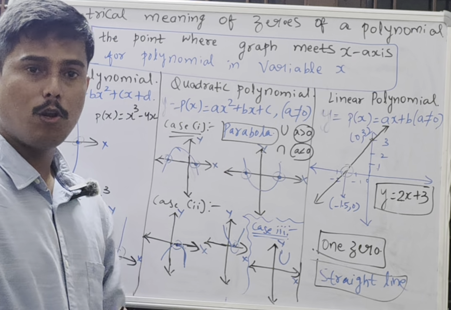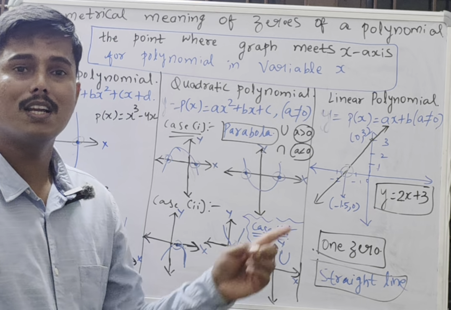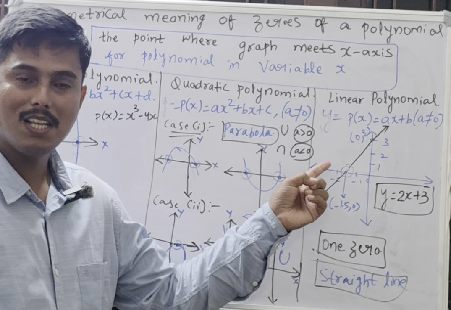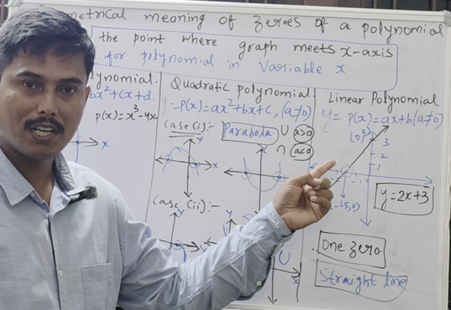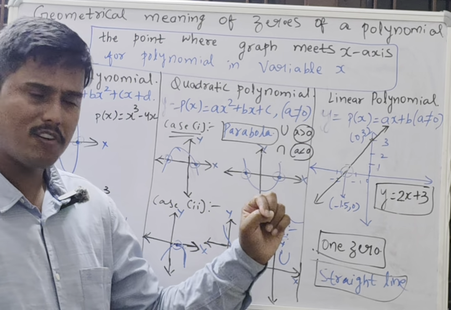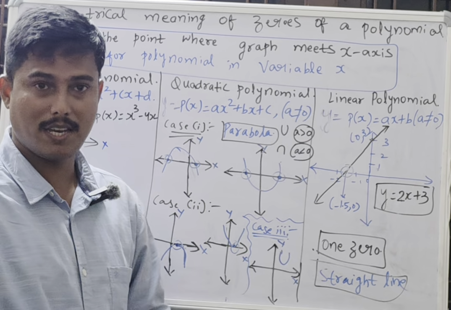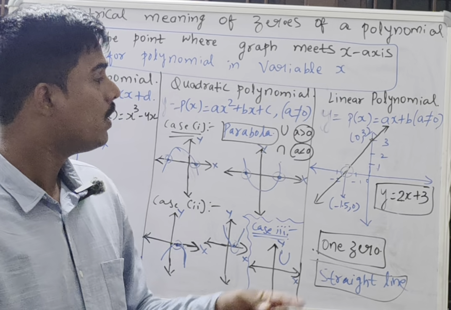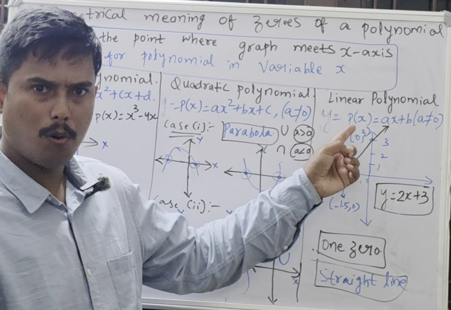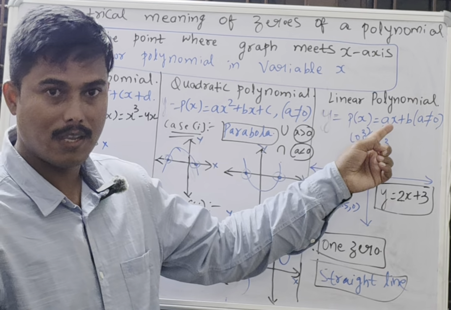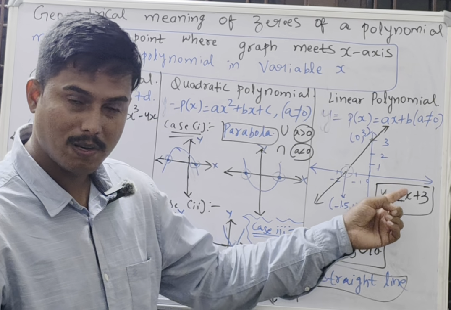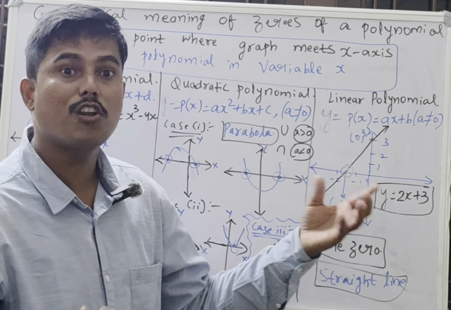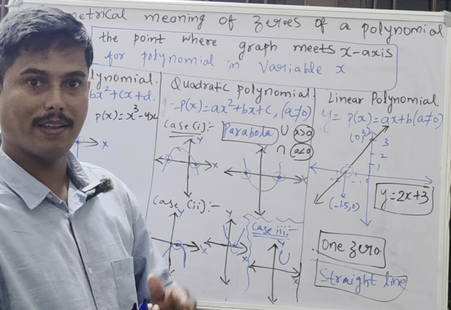So let's start with linear polynomial. Linear polynomial means degree 1, where a is not equal to 0. One such example of a linear polynomial is y equal to 2x plus 3. You may ask why, what is y? Actually, the standard form is p of x equal to ax plus b, which here is p of x equal to 2x plus 3. While solving, instead of p of x, we will take y.